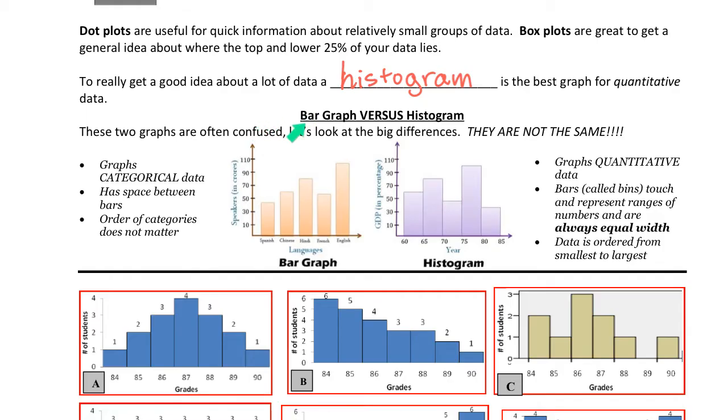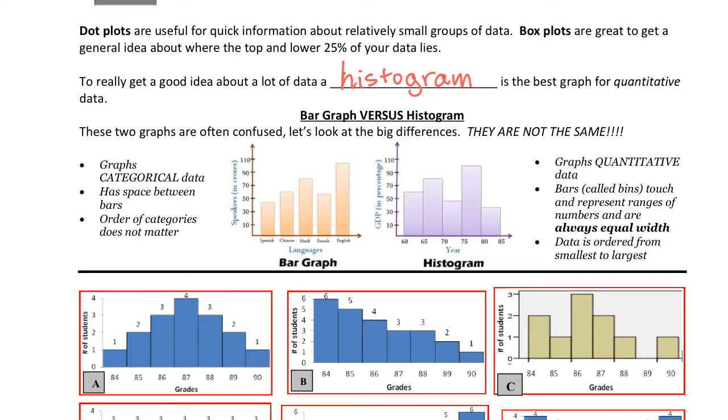So let's talk about really what is the difference between the bar graph and the histogram. They're often confused, but here's the most important difference. Graphs categorical data, that would be the bar graph. Graphs quantitative data, that's the histogram. That's the biggest difference between the two.